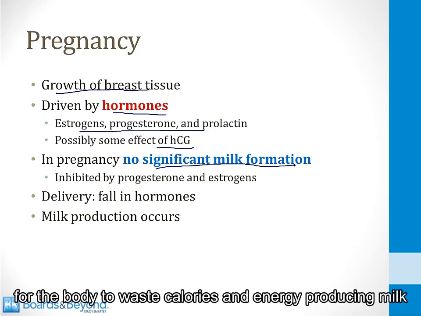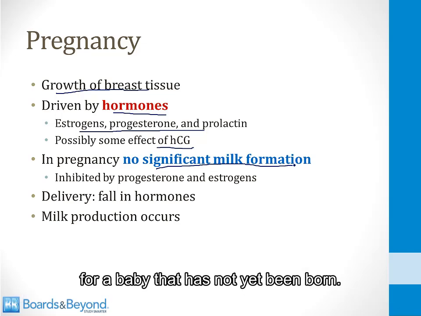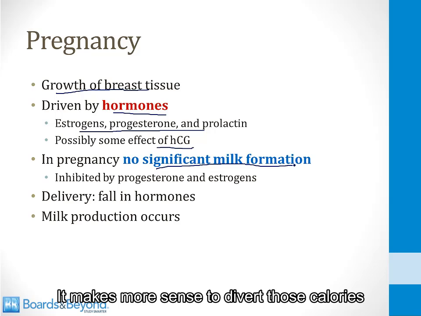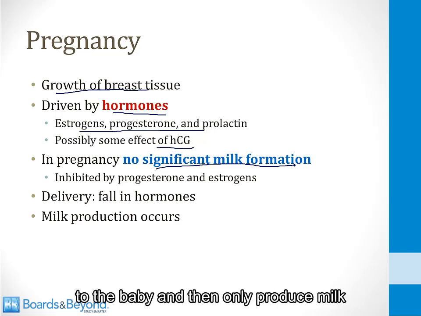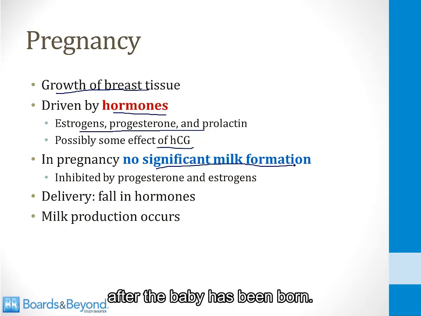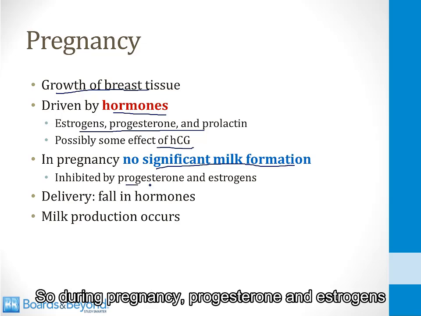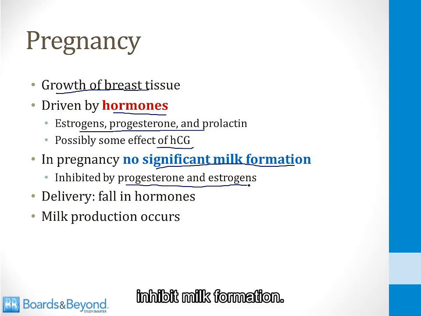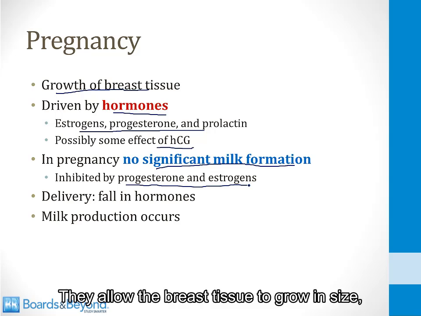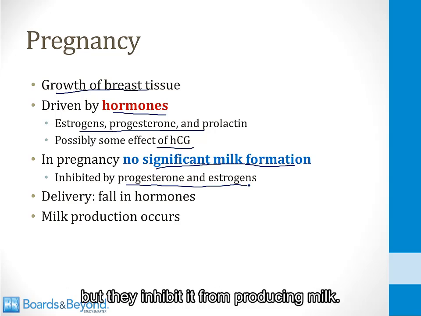It wouldn't be smart for the body to waste calories and energy producing milk for a baby that has not yet been born. It makes more sense to divert those calories to the baby and then only produce milk after the baby has been born. So during pregnancy, progesterone and estrogens inhibit milk formation. They allow the breast tissue to grow in size, but they inhibit it from producing milk.